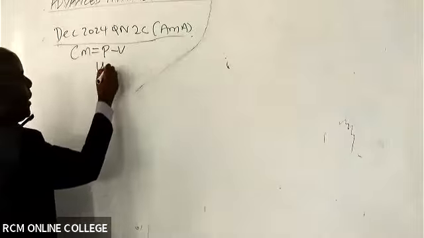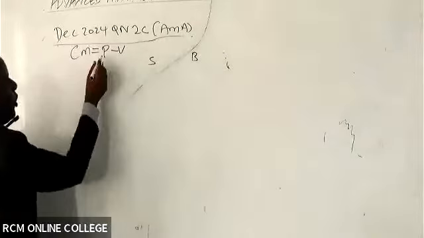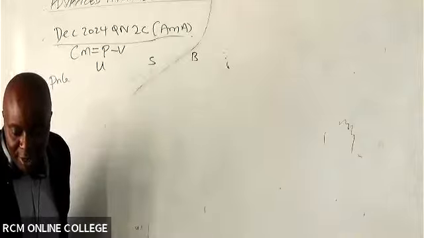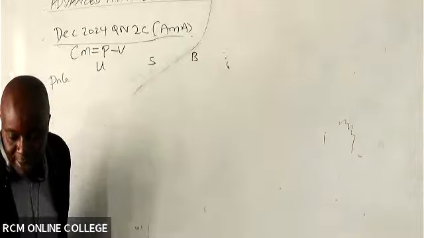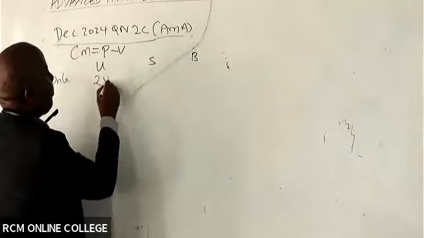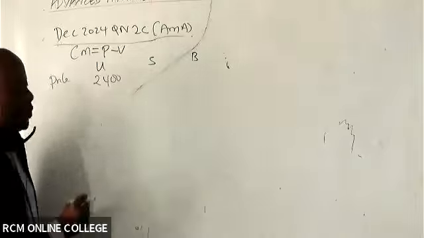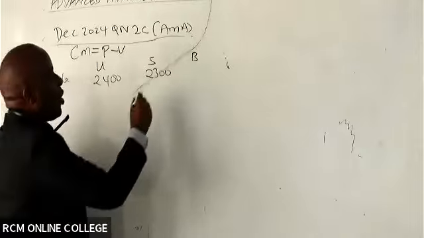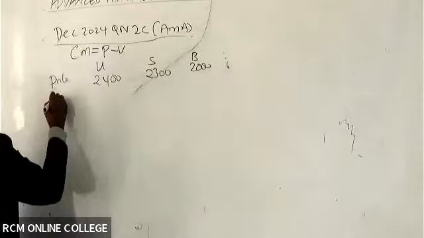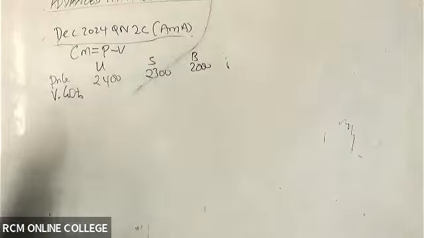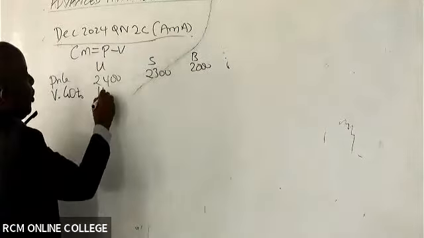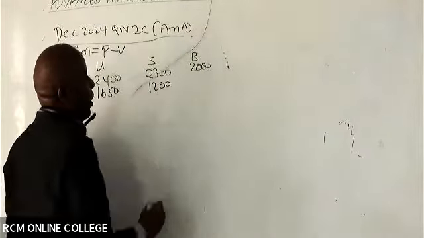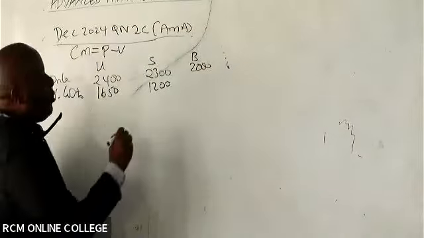We have three products in this case here. We have U, S and B, of which you had given me the prices. The prices for the three products, from the table given: U is 2,400, S is 2,300, and then B, boy, is going for 2,000. So come and give me the variable costs. Variable cost U is 1,650, S happens to be 1,200, and then B happens to be 1,400.